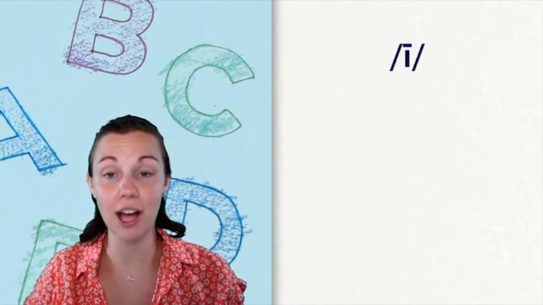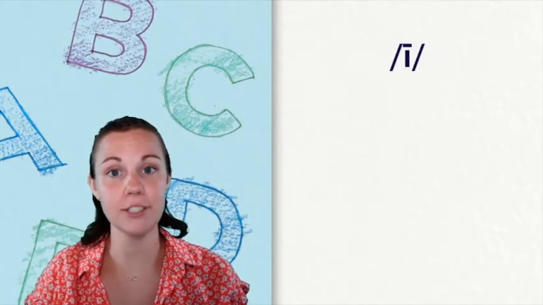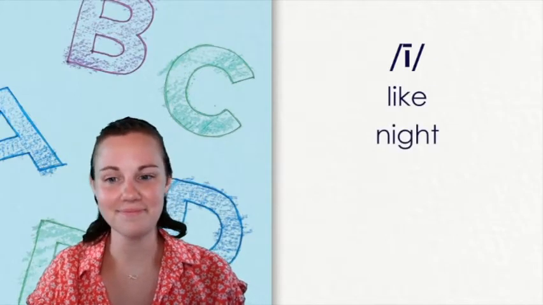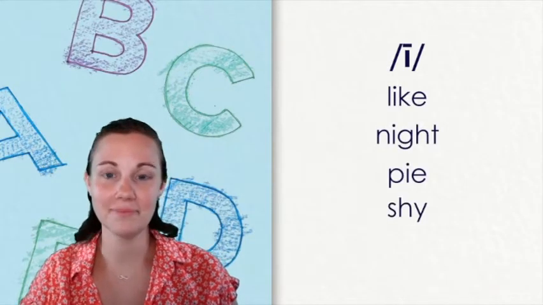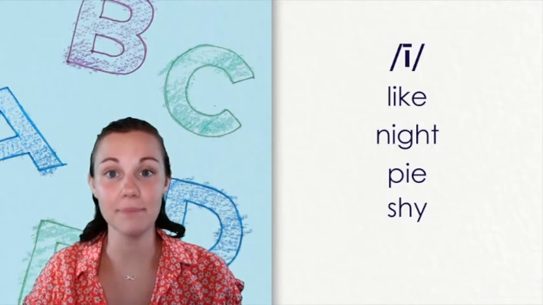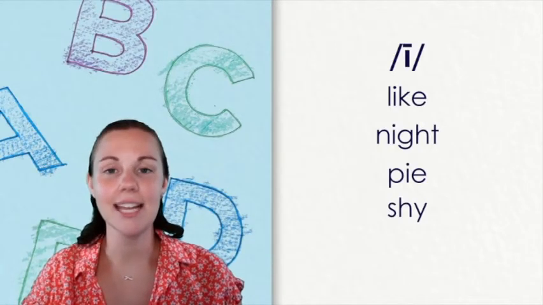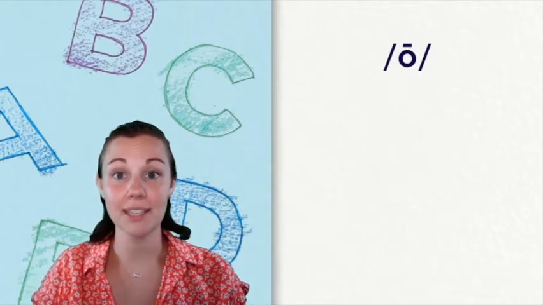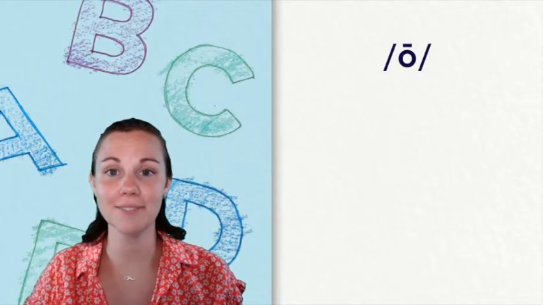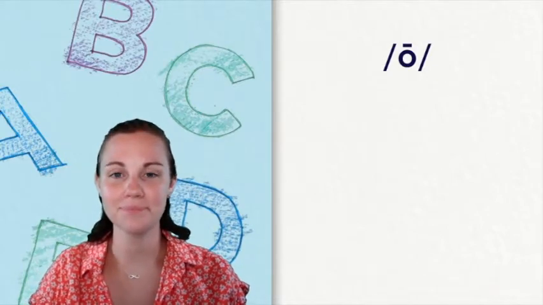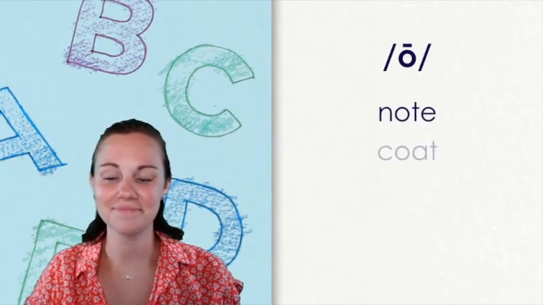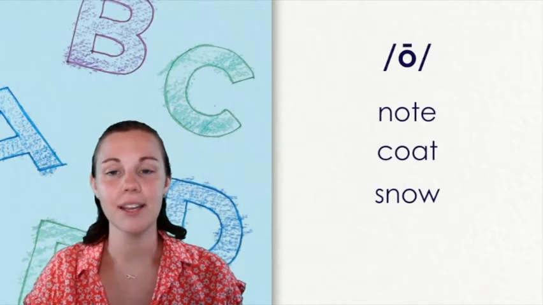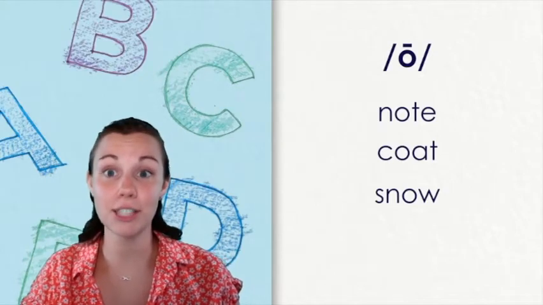Let's take a look at our long I words. Read each one. There they are. Let's read them. Like, night, pie, shy. Here are our long O words. Go ahead and read them. Note, coat, snow.